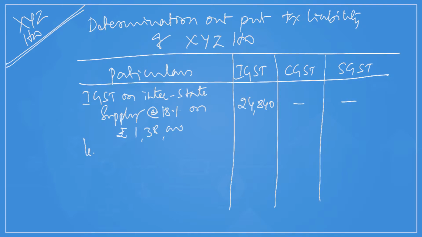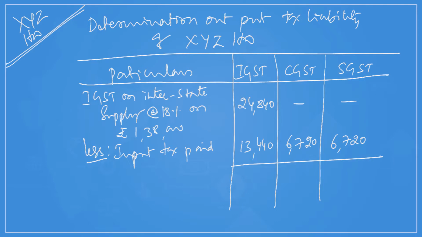From this, deduct input tax paid on inward supply. On intrastate supply, it is 13,440: for CGST it is 6,720 and for SGST it is 6,720. Now deduct input tax from output tax, that will be rupees 11,400.